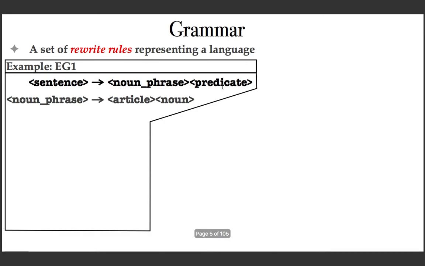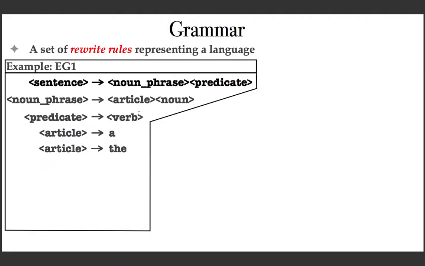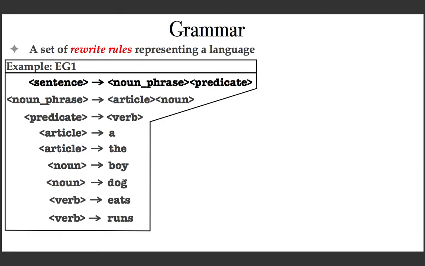And now, what is a noun phrase? A noun phrase is an article followed by a noun. What is a predicate? The third rule defines a predicate as a verb. And now it defines the rule for article. Article is either A or D. The next two rules define noun for this grammar, which is either boy or dog. And the last two rules in this grammar define verb, which is eats or runs.